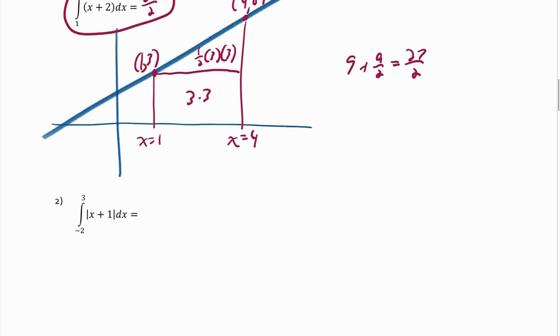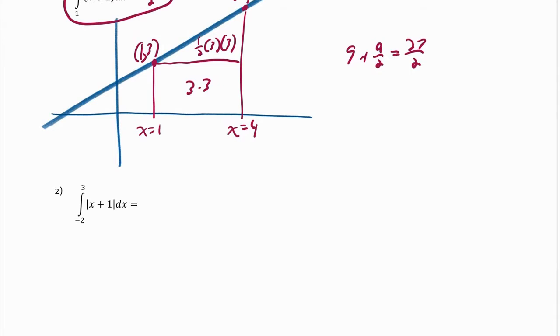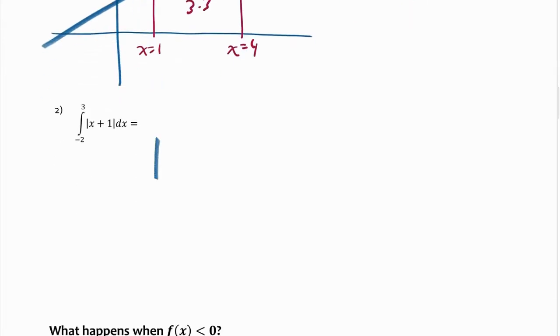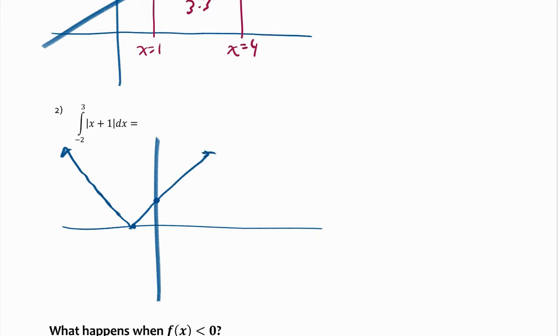Another example of this is if I do an integral from -2 to 3 of the absolute value of x plus 1. You guys would be expected to know how to graph y equals absolute value of x plus 1 and have an x-intercept at (-1, 0), a y-intercept of (0, 1), and go up with a slope of 1 on the right and then with a slope of -1 on the left.